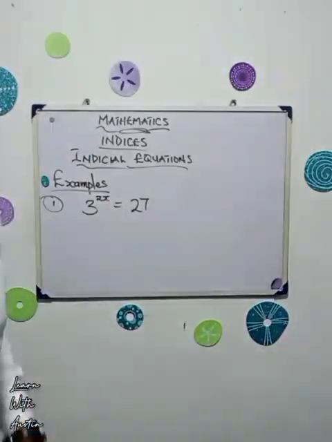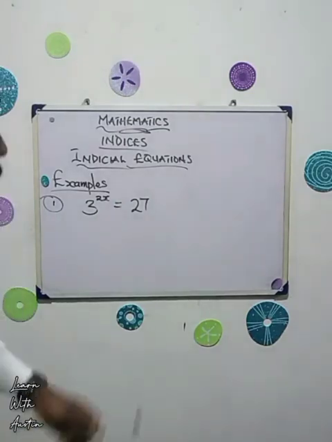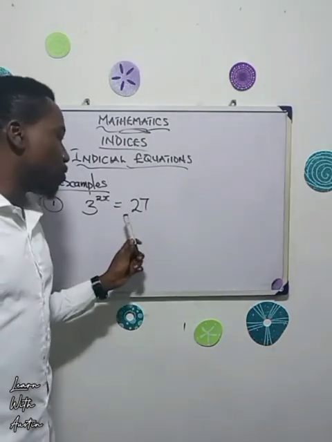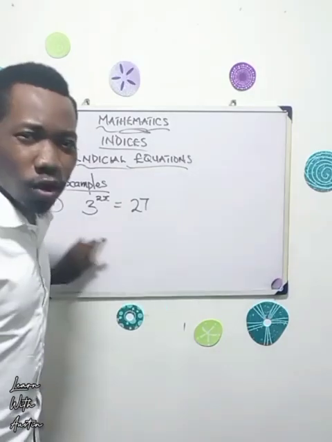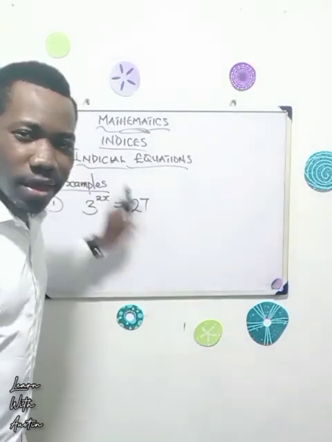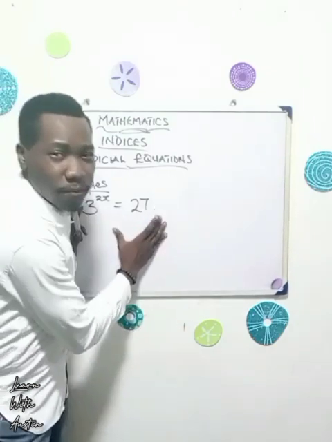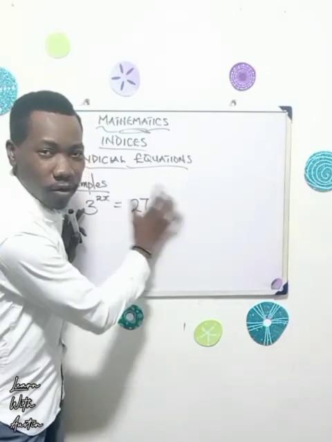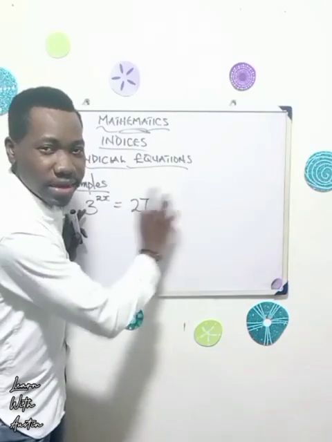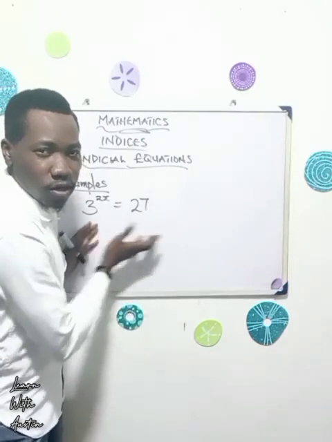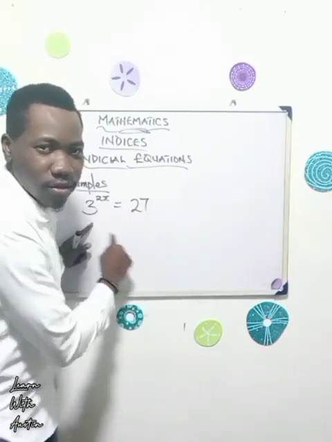So we're going to solve this one now. 3 raised to the power 2x equals 27. What you want to do here is to express this 27 in index form in a way that it's going to give you the same base.